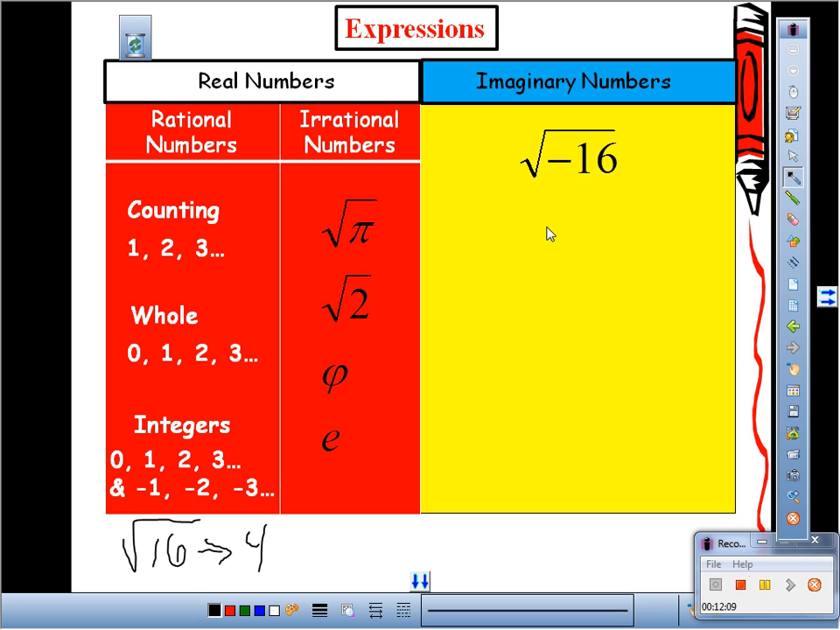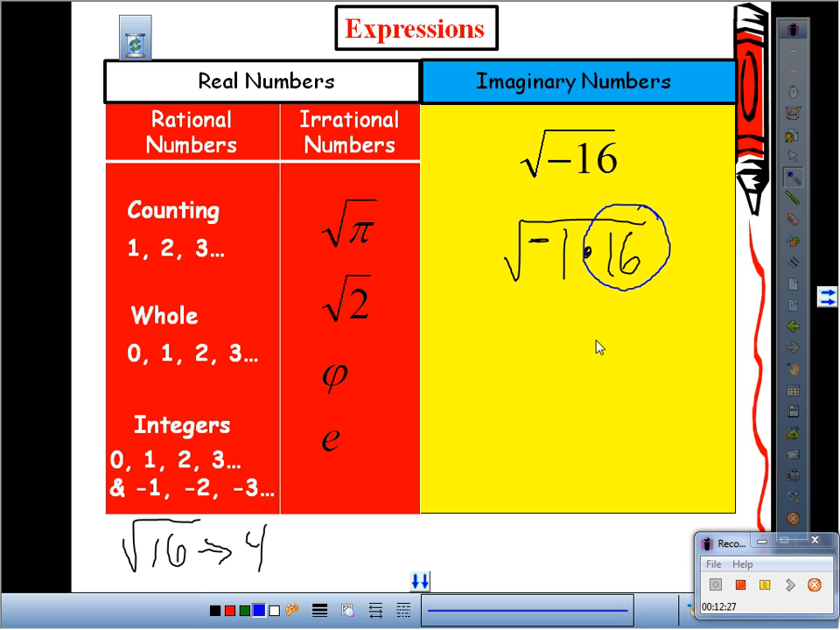I'm going to rewrite this first. Square root of negative 16 is the same as square root of negative 1 times positive 16. Do you agree with that? Yeah, this gives us this. Okay. Well, now that we did that, now I can actually do this square root first. What is square root of 16? 4. What does that leave us with? Square root of negative 1. Well, this is called i. Therefore, this is 4i. You're like, what?